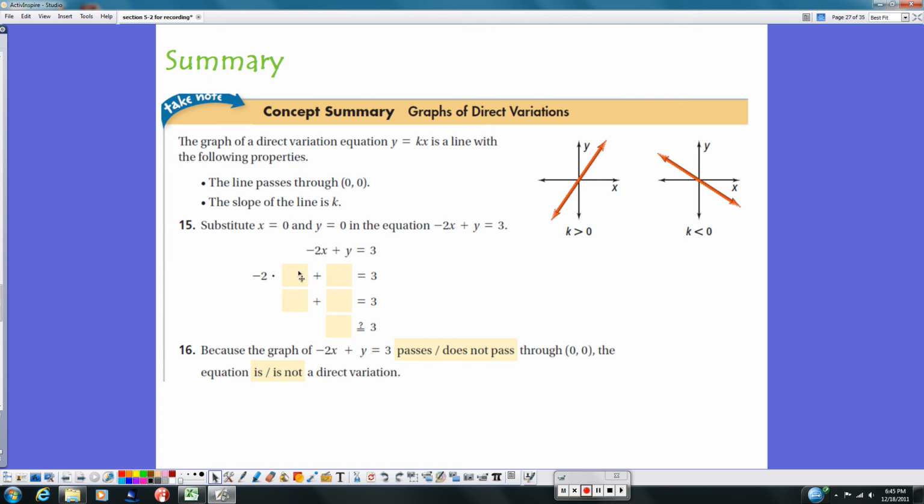And if we take a look at this example, remember to figure out if the line is a direct variation or not, we can also substitute in 0, 0 for our x and y. We also could solve this for y and see if it comes out to be y equals kx, and if it does, then we know it's direct variation. In this case, though, I can substitute in the zeros and see if I get the same thing on the left as I have on the right. In this case, since 0 does not equal 3, the equation does not pass through the origin, which means it's not a direct variation.